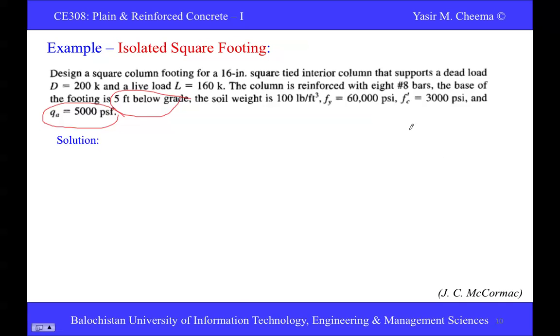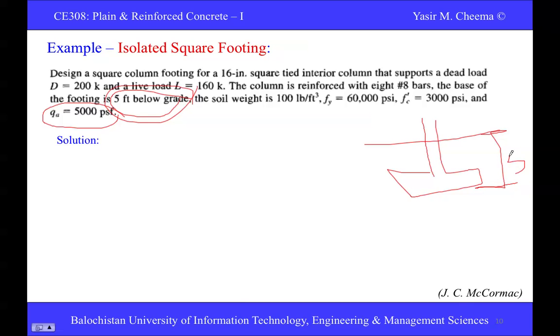So one thing I need you to remember: let's say this is your ground level, and this is your column footing here, like this. So the footing is 5 feet below, meaning from here to here this dimension is 5 feet.